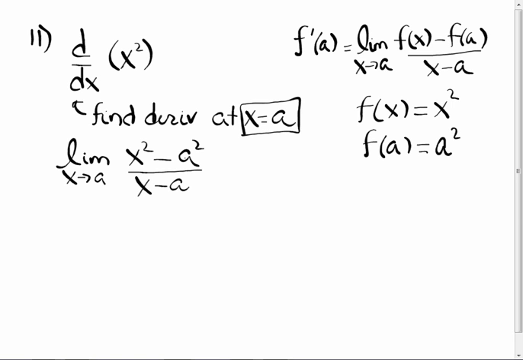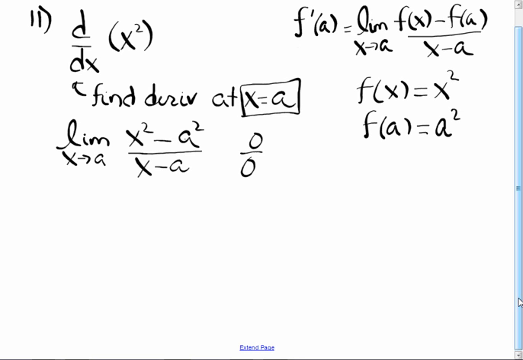Okay, if I put in a, I get 0 over 0. So what can I do to simplify that? Can't take out the square, but I can factor it. We should recognize this as a difference of two squares. How do you recognize it? By doing lots of problems.